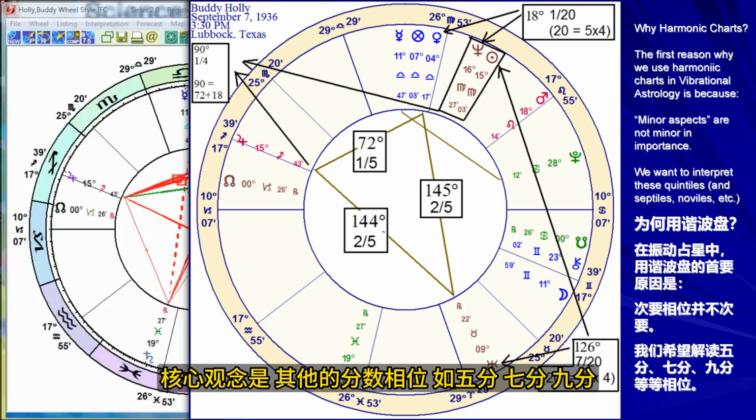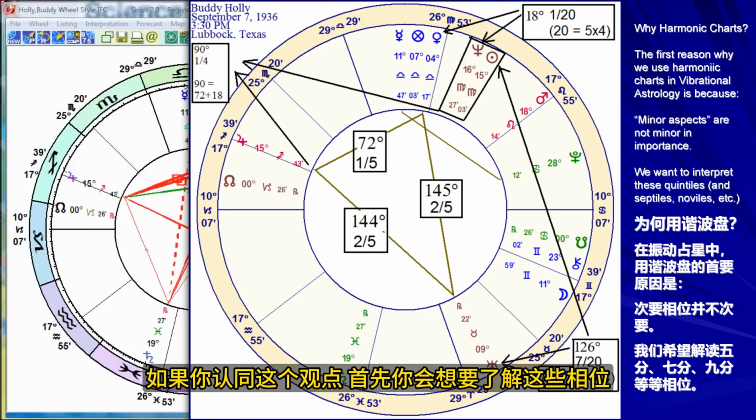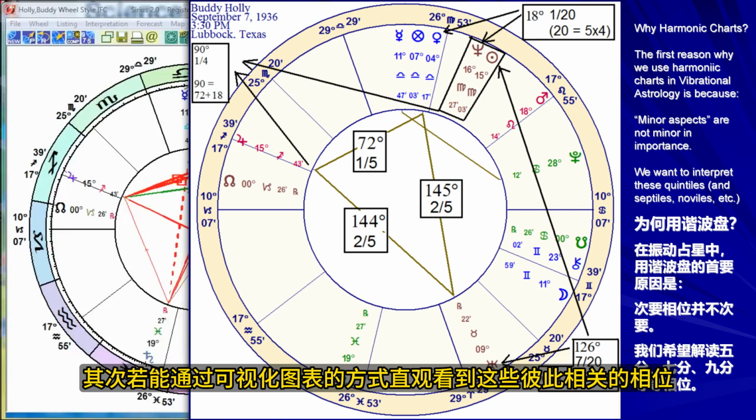And the idea is that these other fractions, such as fifths or sevenths or ninths, 11ths, 13ths, all kinds of fractions are important, and they've been overlooked. That's the assumption. If you think that is true, then number one, you want to know about these aspects. Number two, it would be nice to see a diagram or a visualization of aspects that are related to each other.